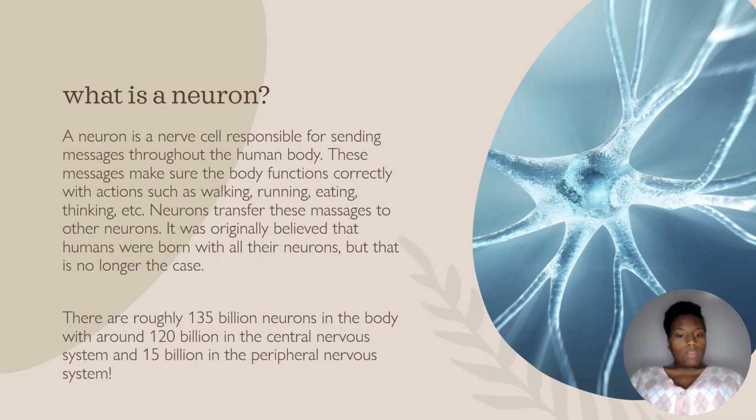It was originally believed that all humans were born with all of their neurons as soon as they came out of the womb. However, that is no longer the case. There are roughly 135 billion neurons in the body, with roughly around 120 billion in the central nervous system and 15 billion in the peripheral nervous system.